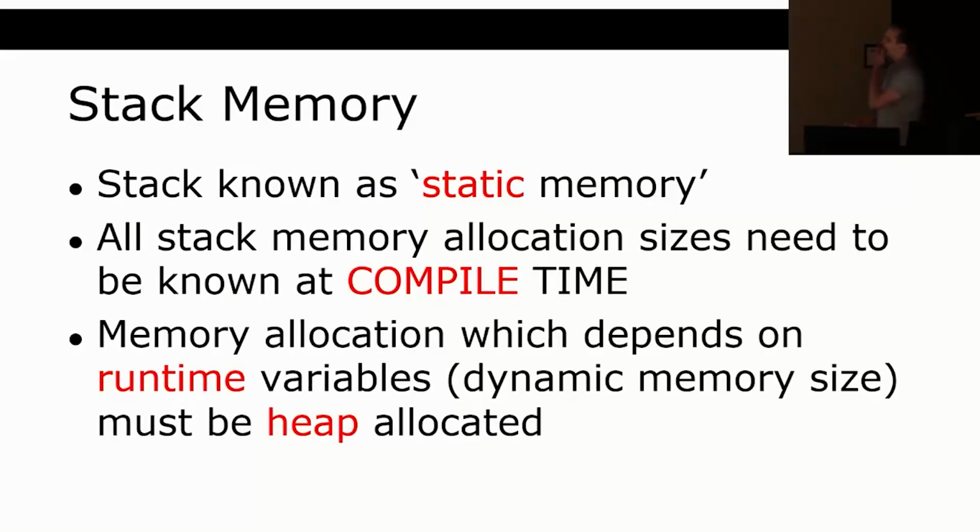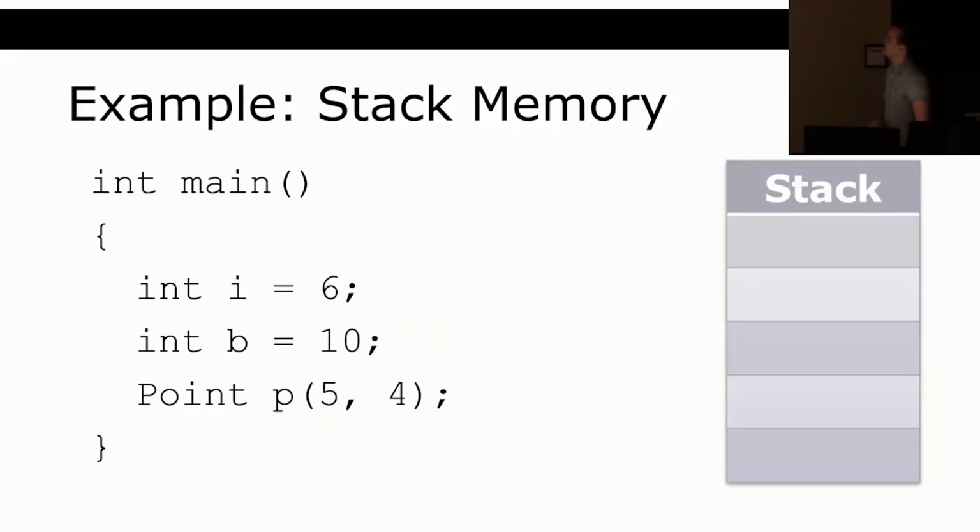Memory allocations which depend on runtime variables, so things that could change, must be heap allocated, and that's a dynamic memory size. So let's look at a visual example of this. Over here, I have an example of the stack, and I'm going to show the stack going from top to bottom. And of course, it's called the stack because it acts just like a stack data structure, which hopefully all of you know.